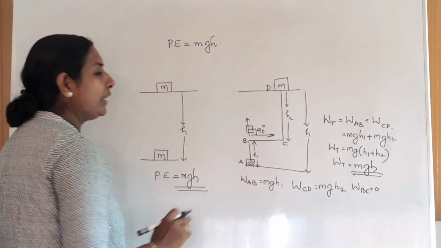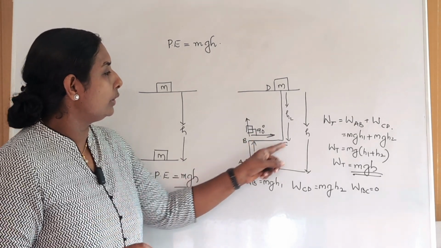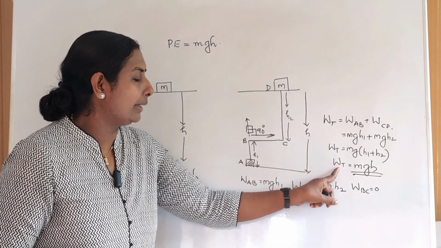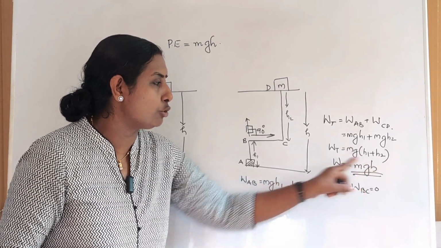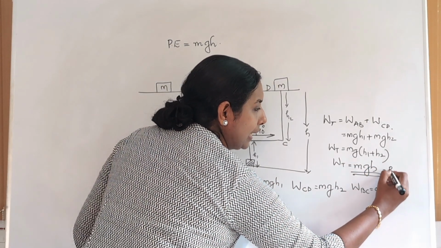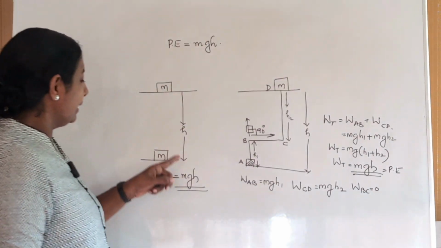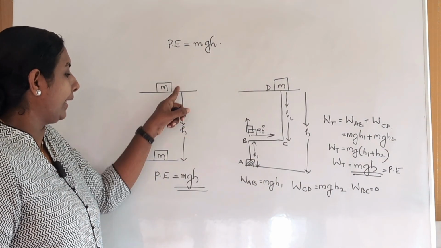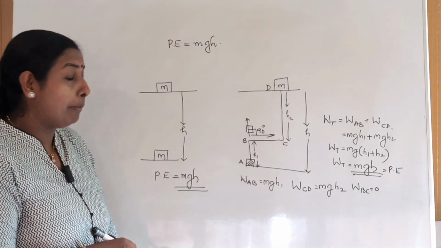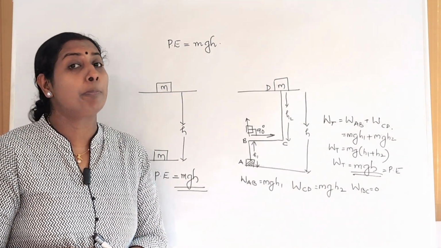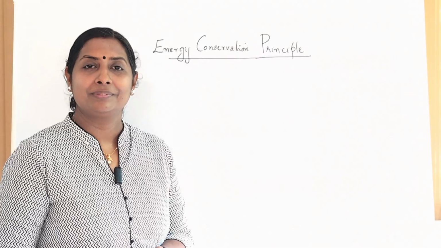Look, even though we have taken this body through this path, the final work done or the potential energy stored in this body will be mgh only. That is equal to the potential energy, right? And in the previous case where it was directly taken, that also is mgh. This is what is meant by potential energy is path independent.